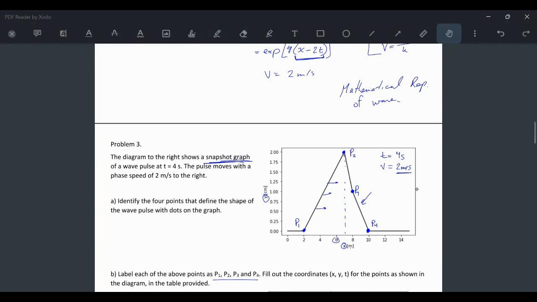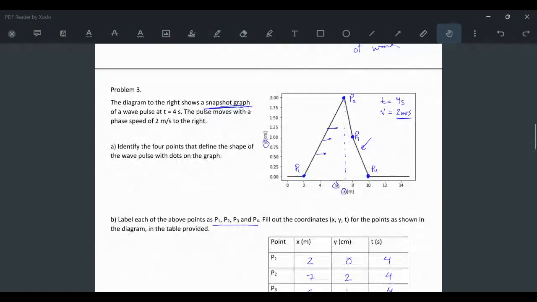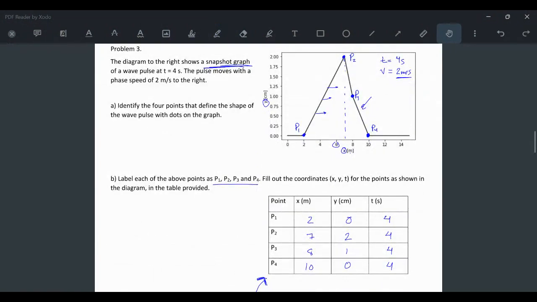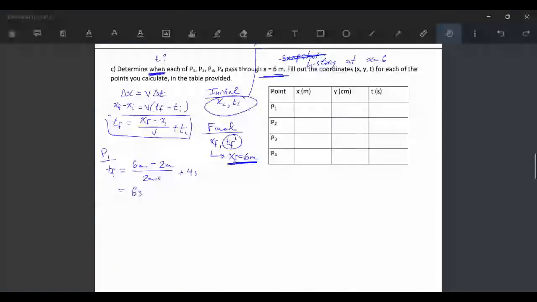Next, let's move on to P2. Before we scroll down, let's try and predict what we'll find, really roughly. This is at x equals 7, remember, I've labeled it 2. So at 4 seconds, this crest here at the very top is at x equals 7. That means if this is moving to the right, it's already been at x equals 6. So it was at x equals 6 some time ago. In other words, we should calculate a time that is less than 4. So let's see what we get.